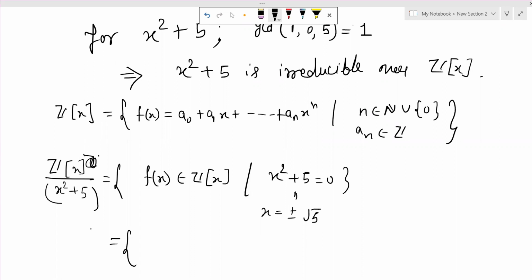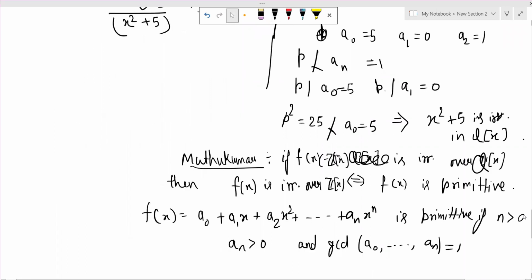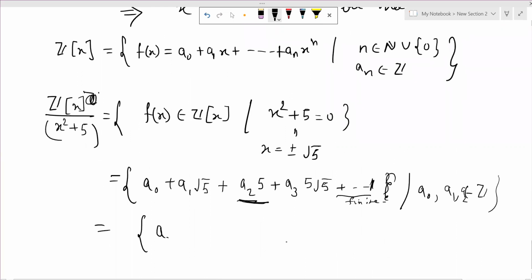Yeah, so all polynomials, how will they look? a0 plus a1 root of minus 5 plus a2 times root squared, that is minus 5, plus a3 times root cubed, that is minus 5 times root, and so on, at finite terms, where a0, a1, a2, and so on all belong to Z. So now you can merge all the integer terms and write them as b0. X is equal to plus or minus root of minus 5 or root 5? Plus root, okay, sorry.